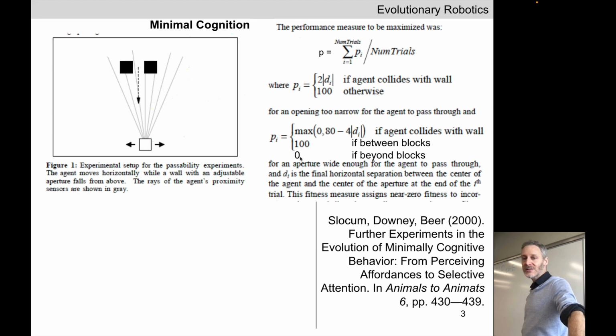This indicates robots that ran away when they should have tried to get underneath the pair of objects. Yeah? If the robot is between the blocks, when the blocks come down and it doesn't hit either of the blocks, maximum points, the robot did the right thing. If the aperture is wide enough for the robot to pass through and it hits one of the two objects, we're going to compute p sub I using this.